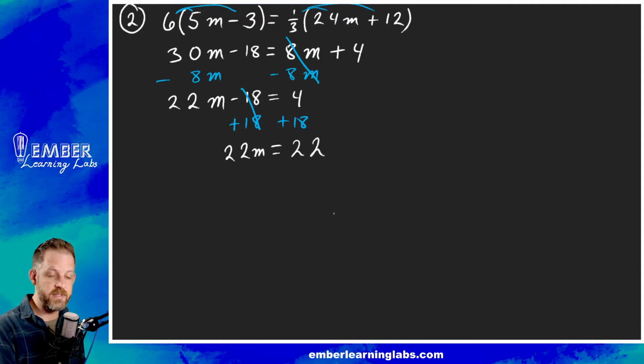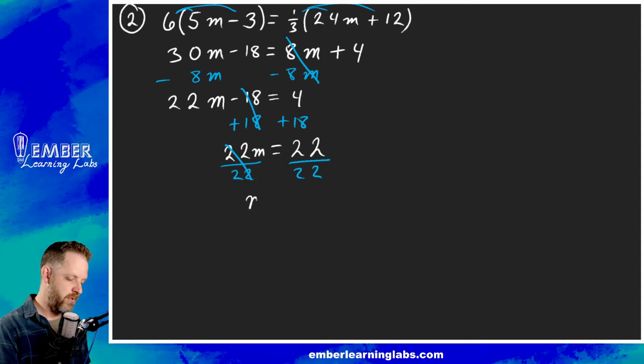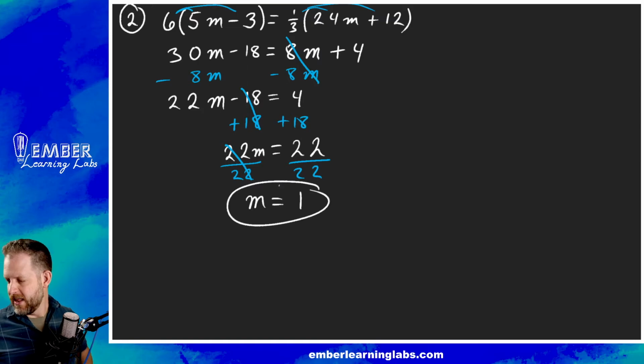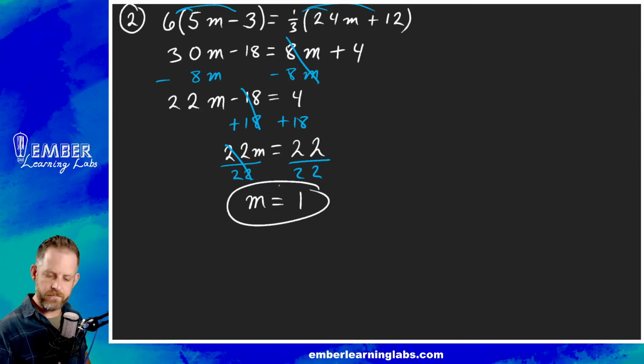I think you can probably see the handwriting on the wall, right? Because the last thing we want to do is take this 22 and divide it on both sides. Divide by 22, divide by 22. And 22 divided by 22 is 1. No problemo. That's super easy. Let's do 2 more examples and then we'll call it quits for this video.